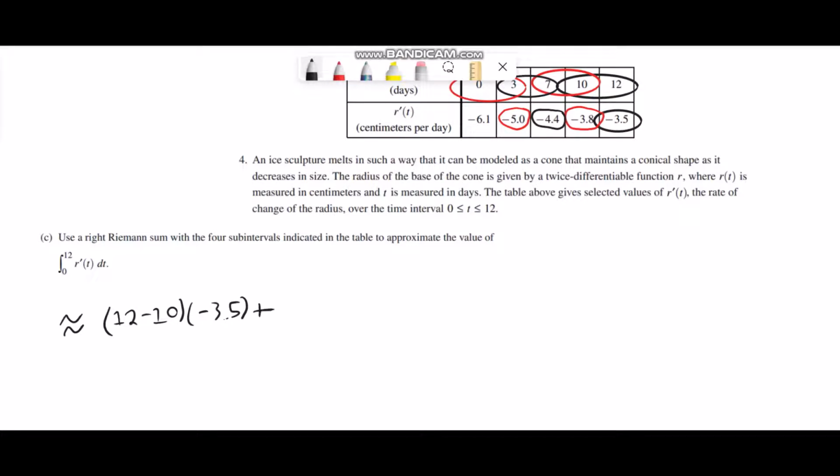And then we add the next one, which I'll put in red, 10 minus 7 times negative 3.8. And then the next one is going to be 7 minus 3 times the negative 4.4. And the last one is going to be 3 minus 0 times negative 5. And that's it for this part. We'll move on to part D.